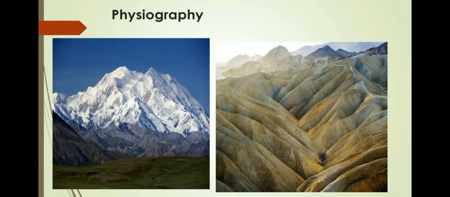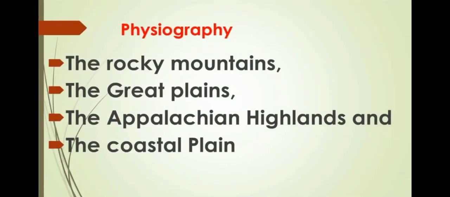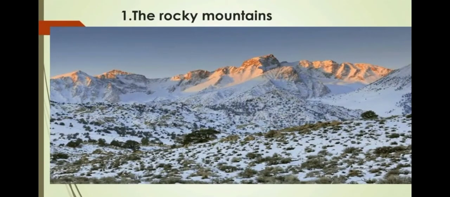On the basis of physiography, North America can be classified into the following physical divisions: the Rocky Mountains, the Great Plains, the Appalachian Highlands and the Coastal Plain. Let's see about them one after another. Rocky Mountains. This is the Rocky Mountains.